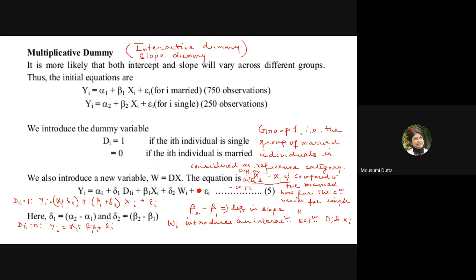Now, if between the two models there is only a difference in gradient, however, their starting point is the same, that will be a subset of this kind of analysis. In that case, the common intercept will be alpha, and we have to define only the slope dummy D into x, where D is equal to 1 if the individual is single and 0 if married. However, that will not affect the intercept term, because the intercept term is common, that is alpha.